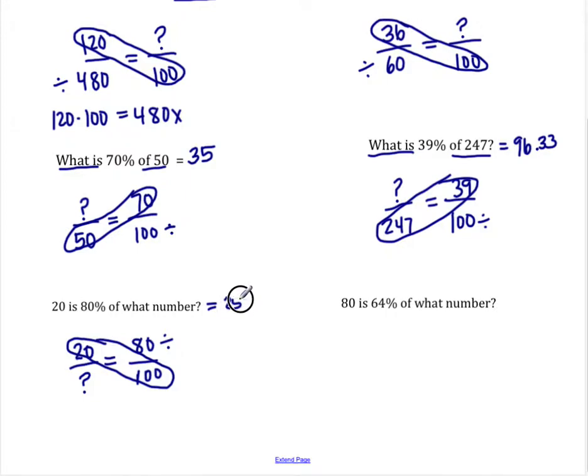So really look at these answers and see if they make sense. 20 is 80% of what number? So what I'm saying is 20 divided by 25 should give me 0.8 or 80%.